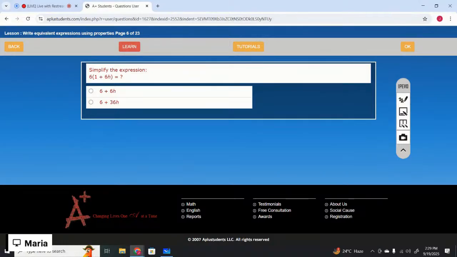Simplify the expression 6 times 1 plus 6h. 6 times 1 is 6 and 6 times 6 is 36h. So option number 2 is the correct option, that is 6 plus 36h.